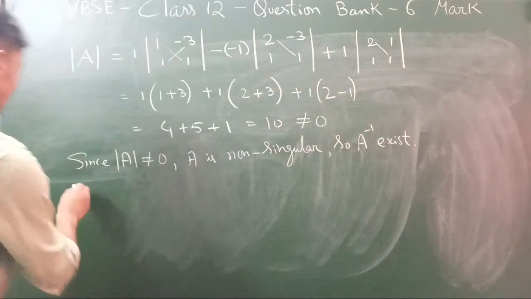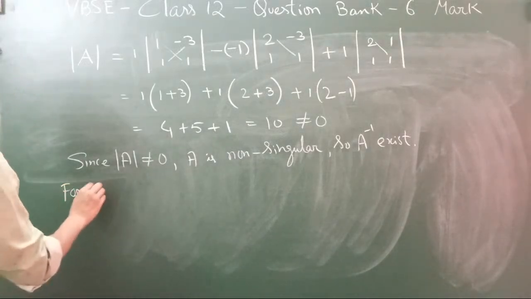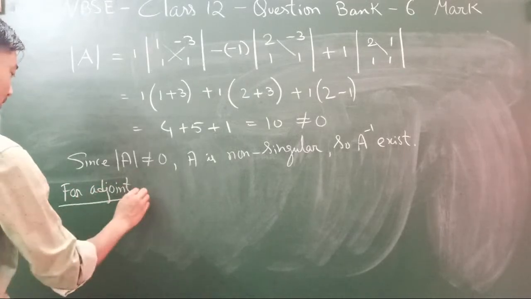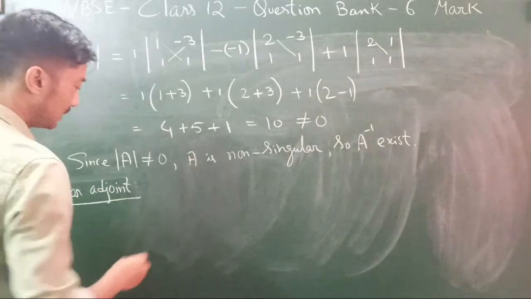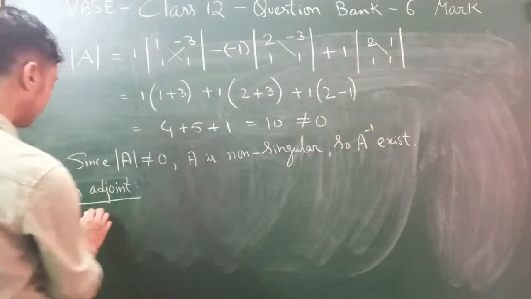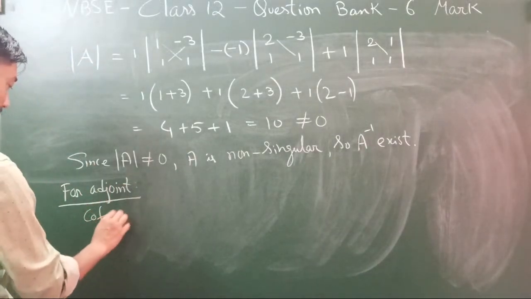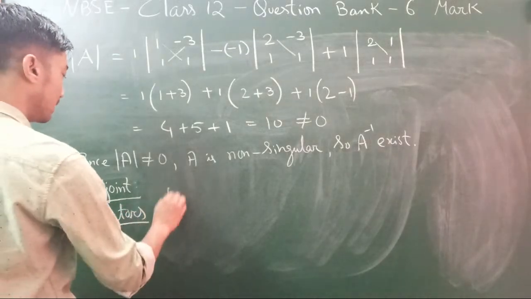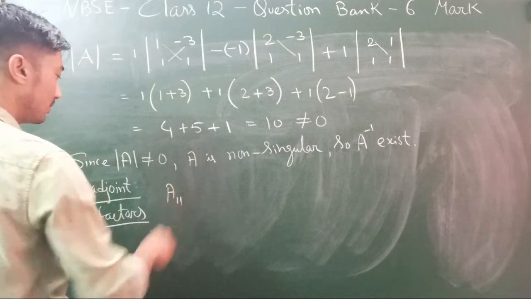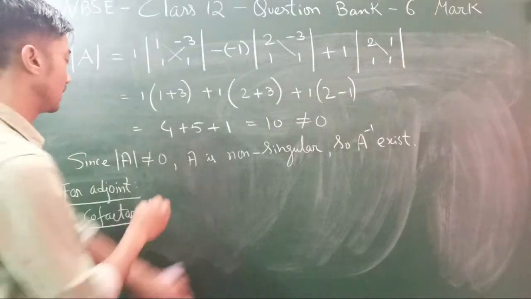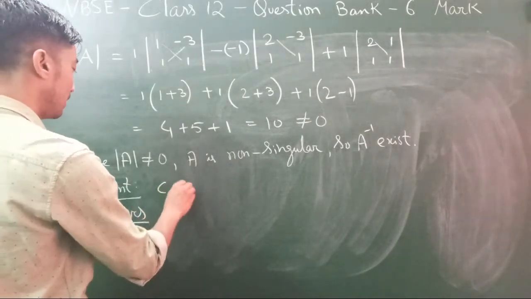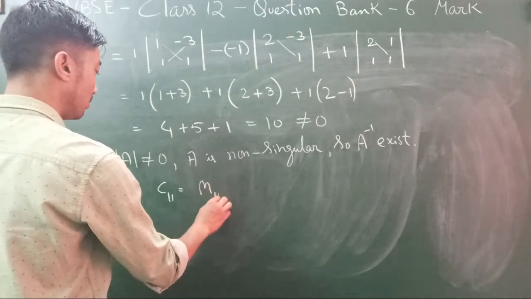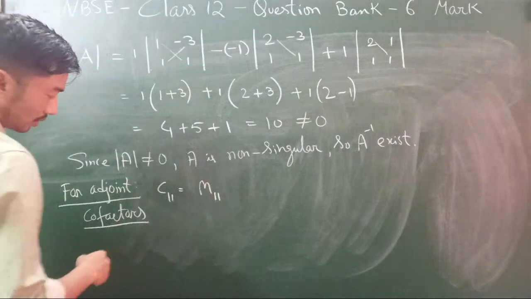So let's proceed. For adjoint, again here also I'll discuss in slight detail. Let's find out the cofactors of the given matrix. That is, I'll just write capital letters. You can use C also. That's up to you. Okay, I'll just use C. Cofactor C11 will be M11, 1 plus 1 cofactor.